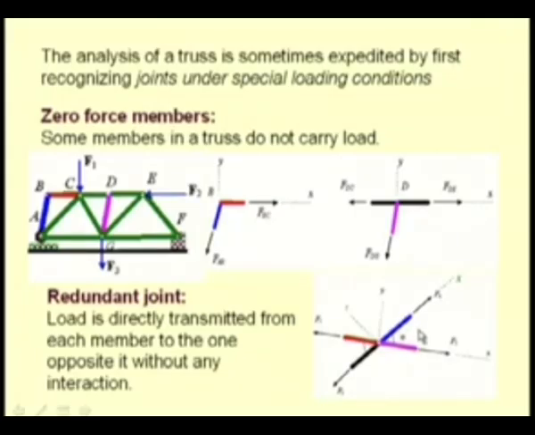Thereby the presence of this joint is a redundancy and it does not help in load sharing between the members. So, if we can determine such special conditions that exist in a truss, it generally expedites the process of determining the internal forces. Let us see one example.